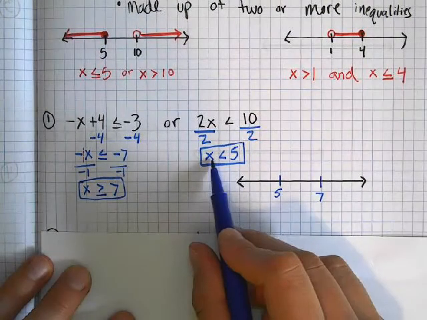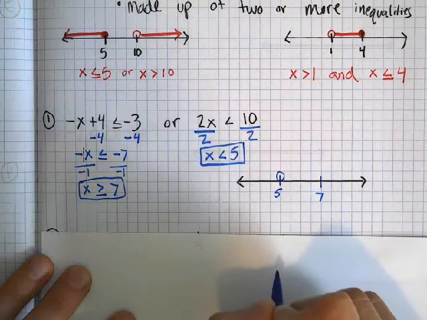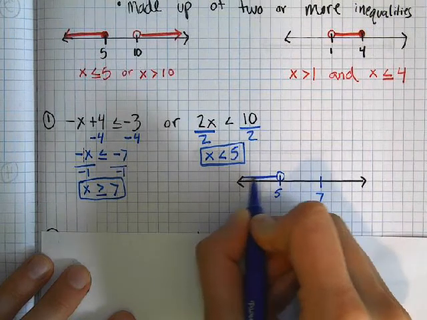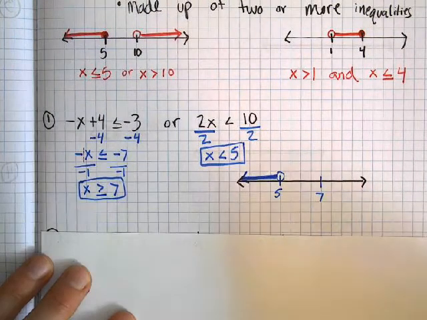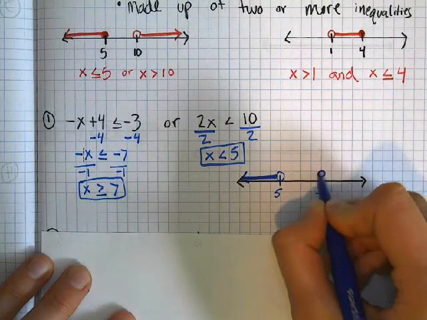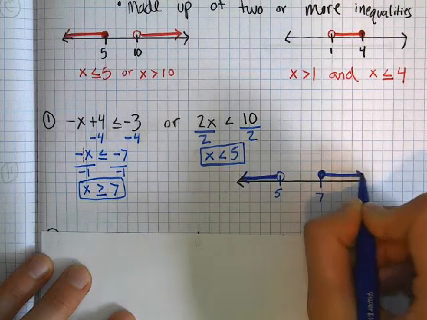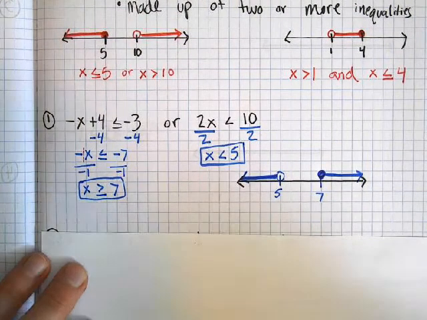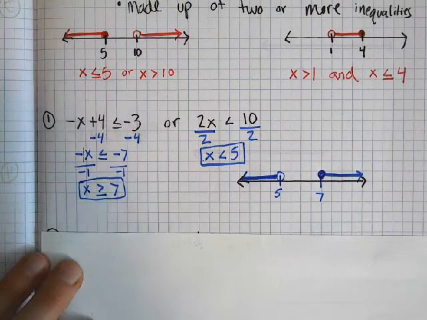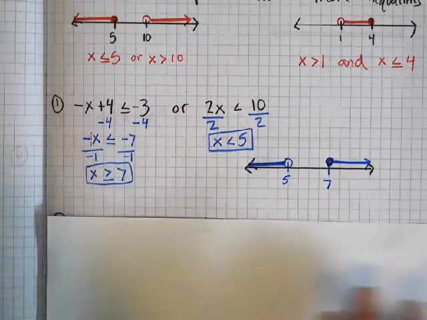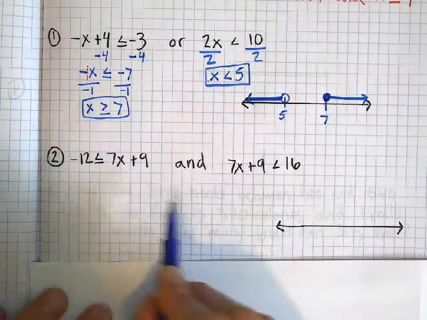At my 5, it is a less than, so it's going to be just an open circle, and I am shading every number less than 5. For my 7, it's a greater than or equal to, so that would be a closed circle, and it's all these numbers that are bigger than 7. So not only do these parts matter in your answer, but you need to have a graph as well. All right. Moving on.